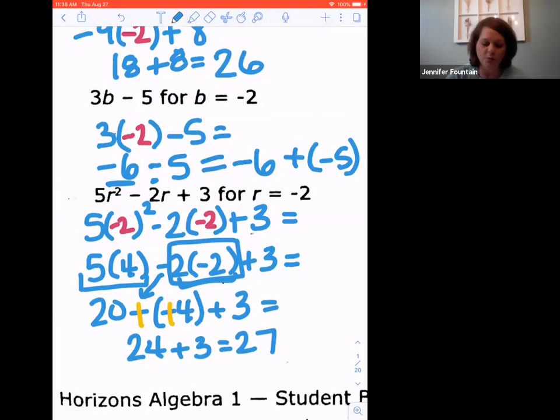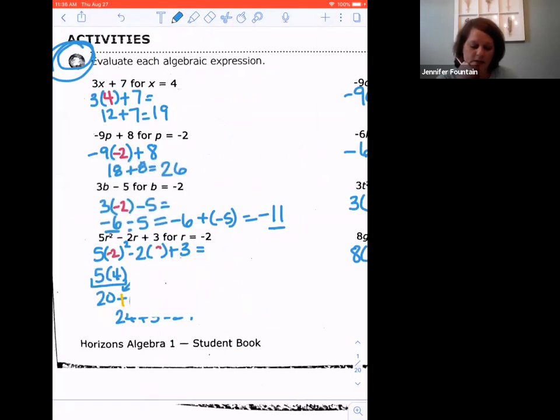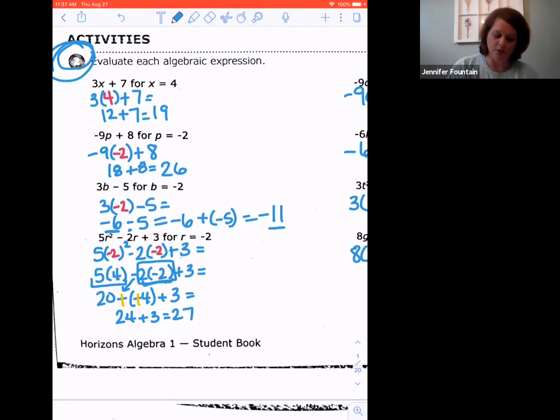Any questions on those problems on the left-hand side? Any of them that you had trouble with? Any that you missed? How did you do with your positives and negatives? Were you able to keep them straight? Okay. All right, moving on to the next side.